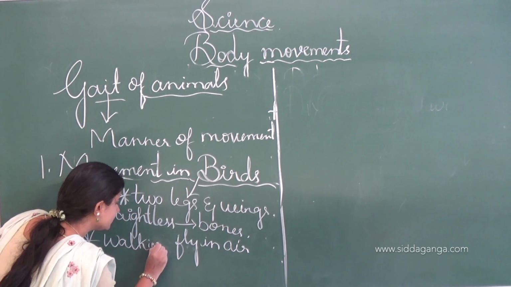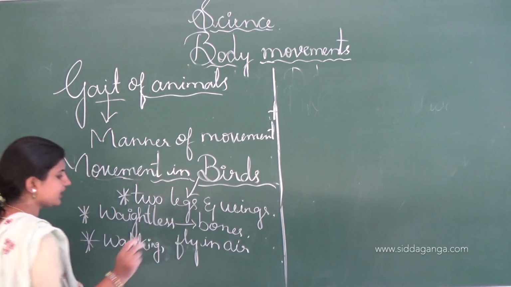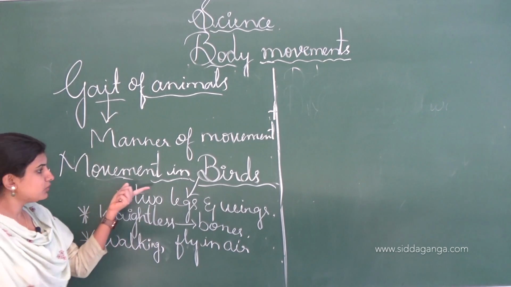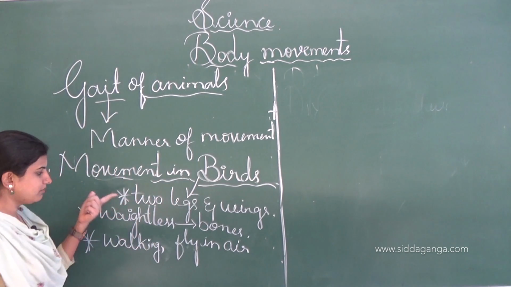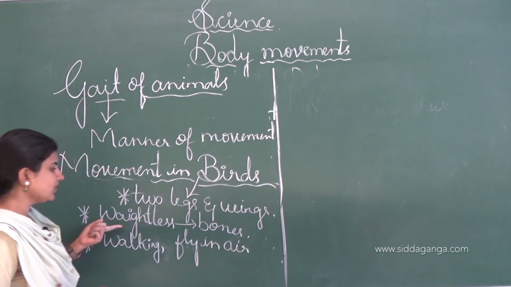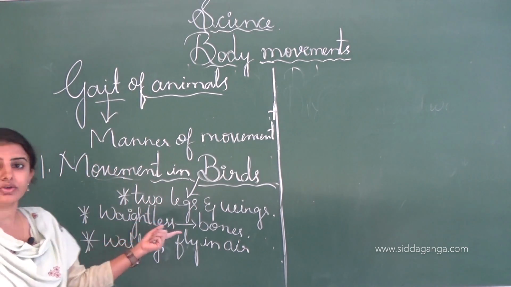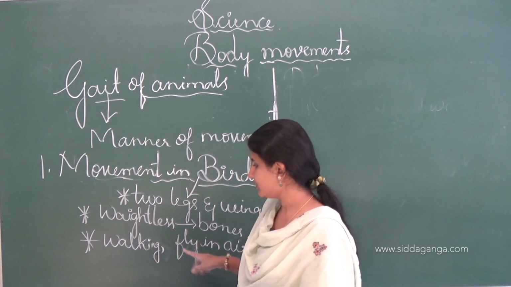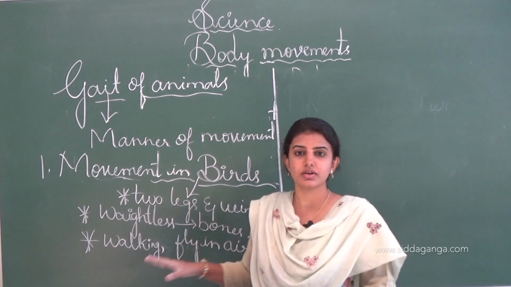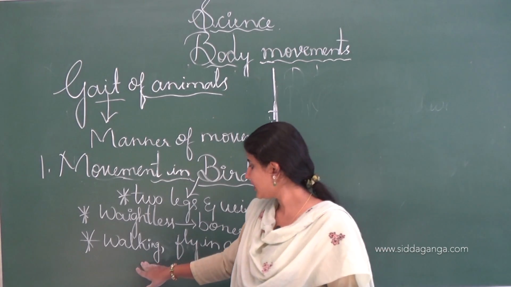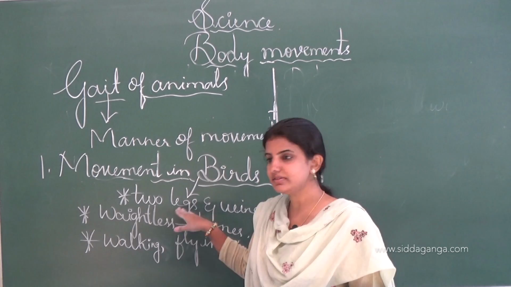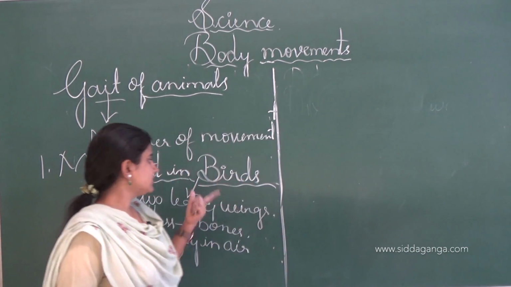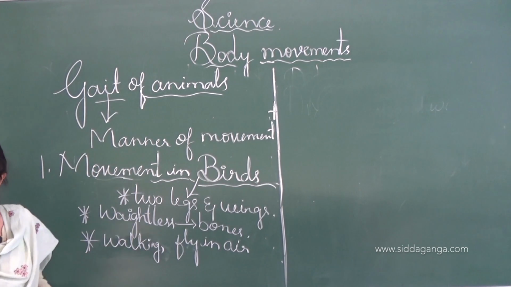Walking and flying in the air take place in birds. This is all about the movement in birds. Birds have two legs and wings, and they have weightless, pneumatic bones. Sometimes they walk with the help of their two legs, and they also fly in the air with the help of wings. This is all about the movement in birds.